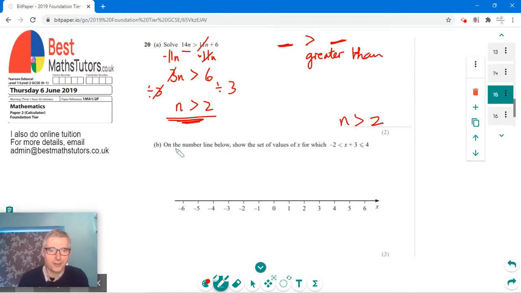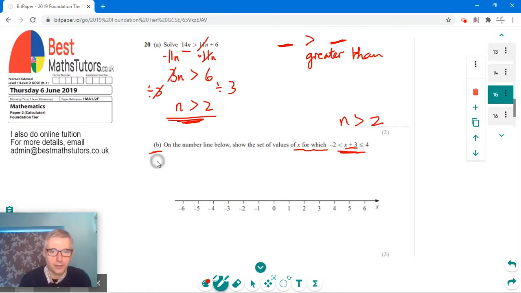So now part B, we've got on a number line below, show the set of values of x for which we've got two sides to this. Well, we've got -2 is less than x plus 3, but also x plus 3 is less than or equal to 4. So the way I would do this is I would split this up into two inequalities. So these are actually two inequalities brought together.